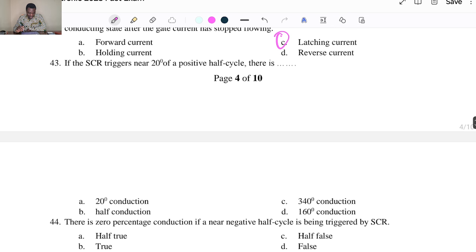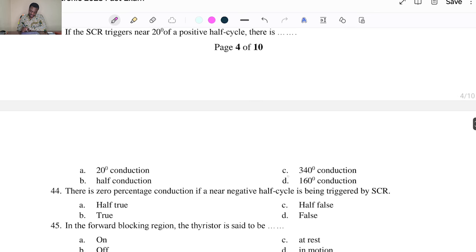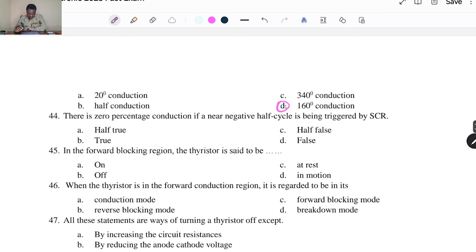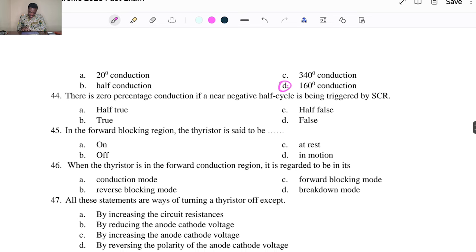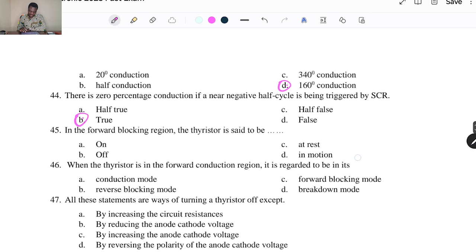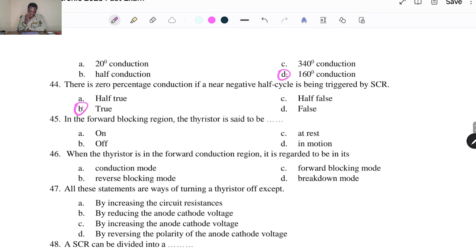We have 43. If the silicon control rectifier triggers near 20 degrees of a positive half cycle, there's going to be 160 degrees of conduction, because the total conduction is 180, right? You have 180 degrees, so if you trigger at 20, you have 160 degrees of conduction. There is 0% conduction if it is triggered near the negative cycle. It's going to be true, right? If you are in the negative, you get 0.